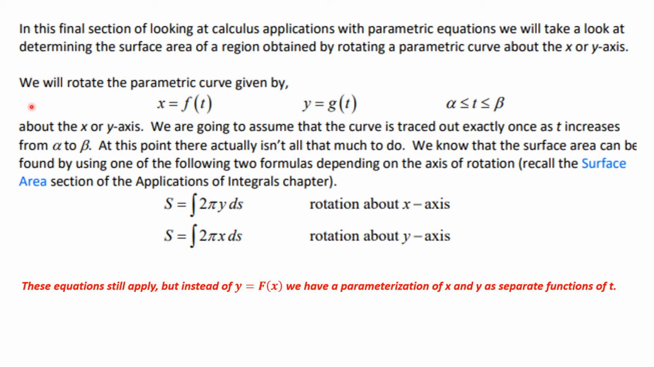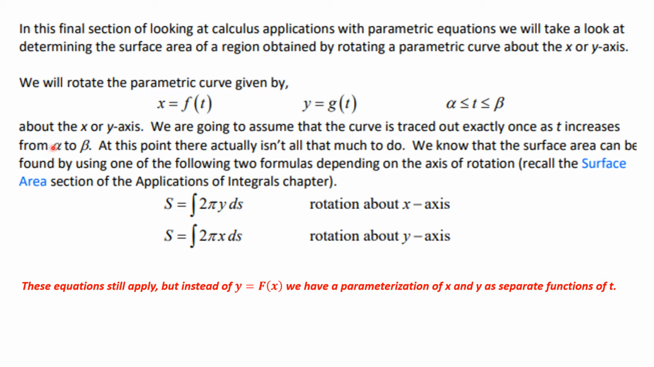All right, so here we go. In this section, we're going to rotate a parametric curve, and we're going to assume that it's given by, as we did in previous sections, x equals f of t and y equals g of t, and t runs from alpha to beta.